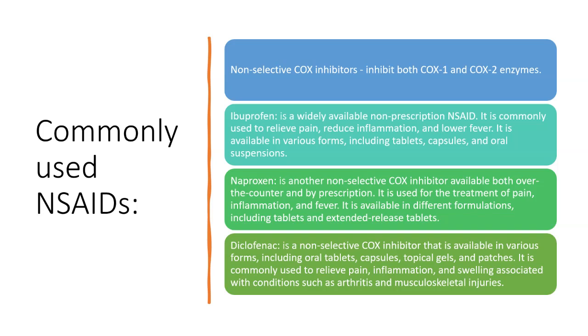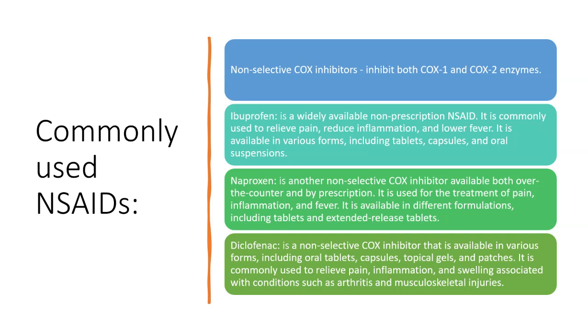Naproxen is another non-selective COX inhibitor that is available both over-the-counter and by prescription. It is used for the treatment of pain, inflammation, and fever. Naproxen comes in different formulations, including tablets and extended-release tablets, making it suitable for managing conditions like arthritis, tendinitis, and gout. Its longer half-life allows for less frequent dosing compared to ibuprofen.